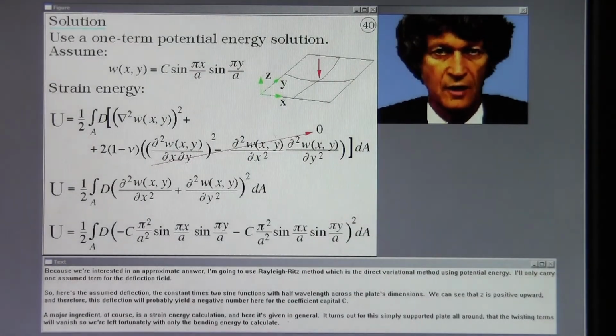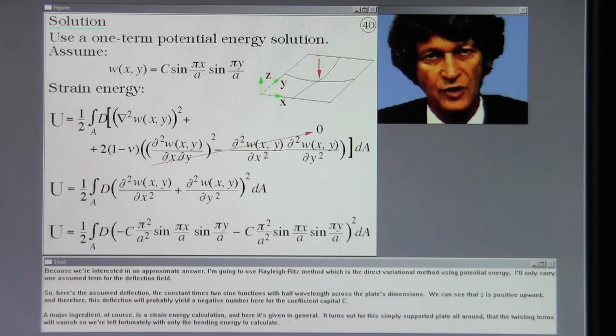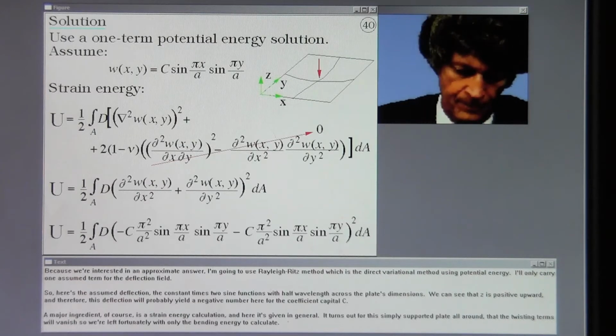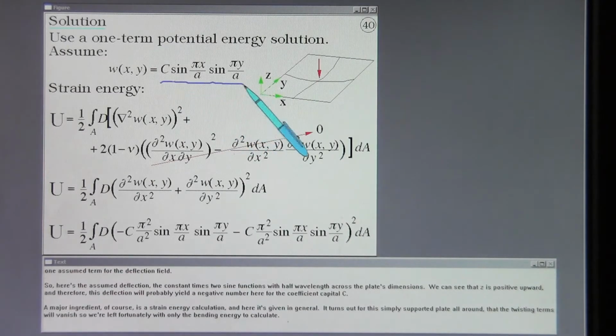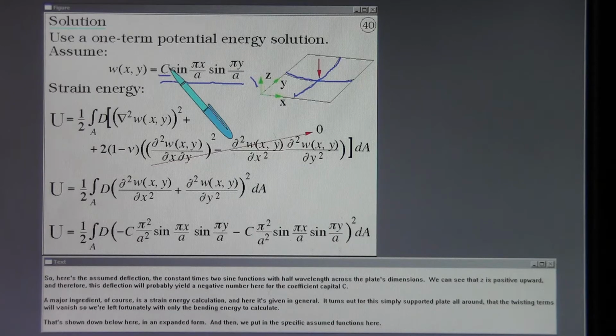Because we're interested in an approximate answer, I'm going to use the Rayleigh-Ritz method, which is the direct variational method using potential energy. I'll only carry one assumed term for the deflection field. So here's the assumed deflection, a constant, times two sine functions with half wavelengths across the plate's dimensions. We can see that z is positive upward, and therefore this deflection will probably yield a negative number here for the coefficient capital C.